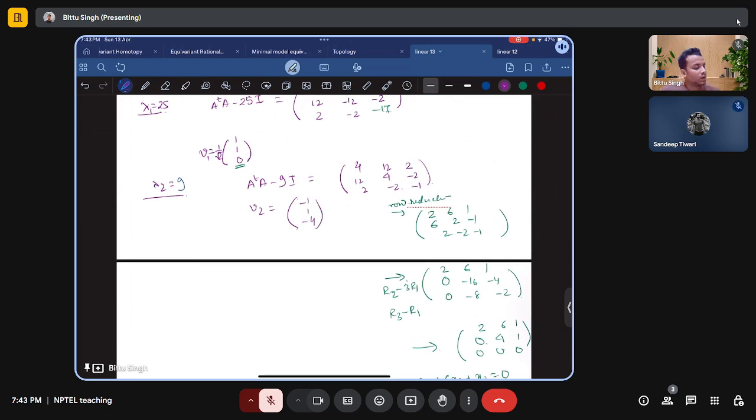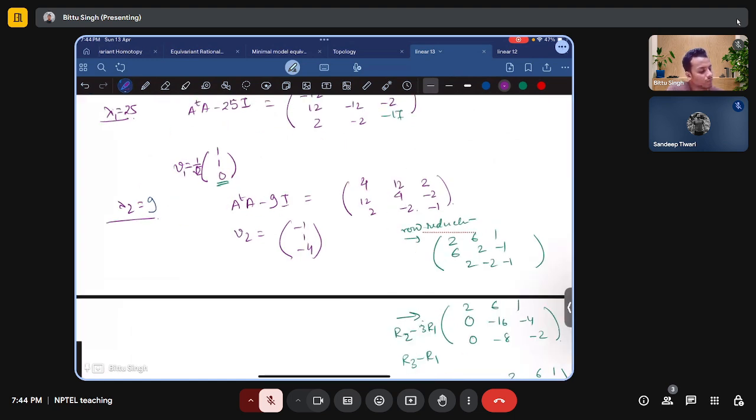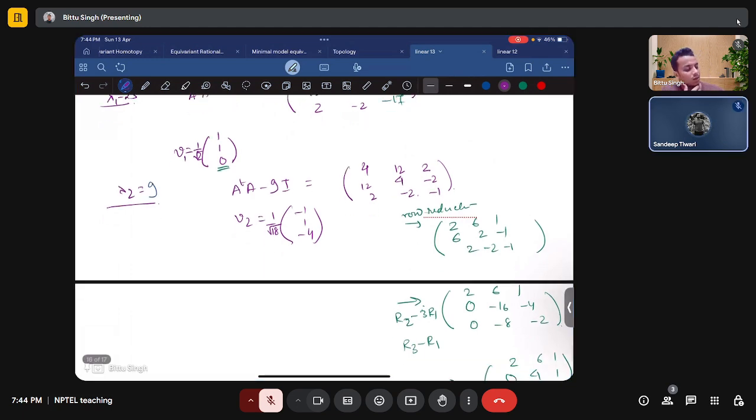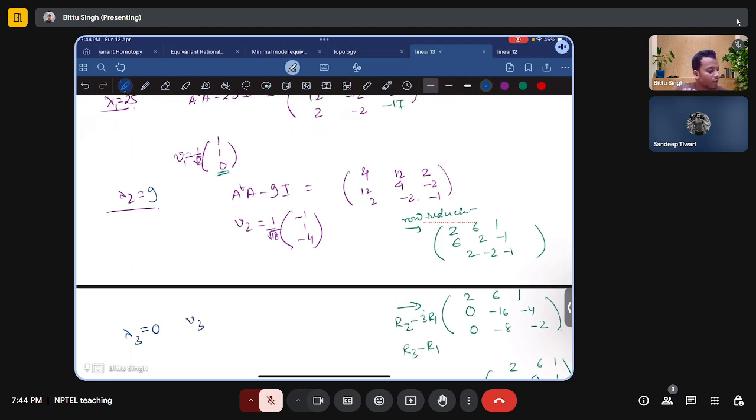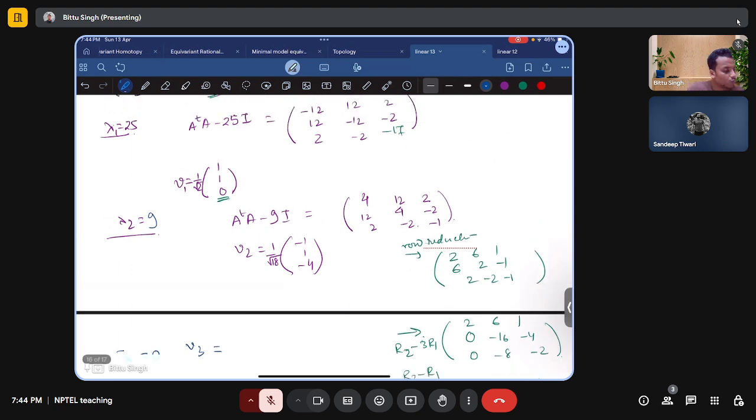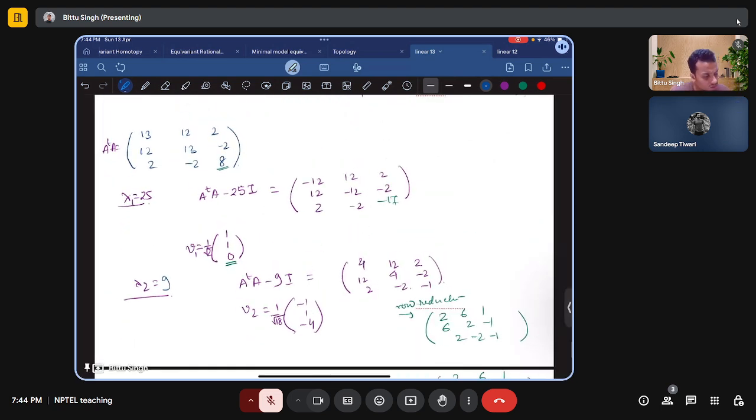We just divide it by the norm. So what is the norm? It is 1 by root 18, right? Because the square root of 16 plus 1 plus 1 is root 18. Correct. Now with respect to lambda 3 equal to 0, what will that be? Then we will get v3 corresponding to 0. It is easy to see, is it?